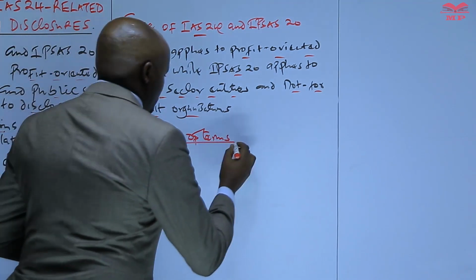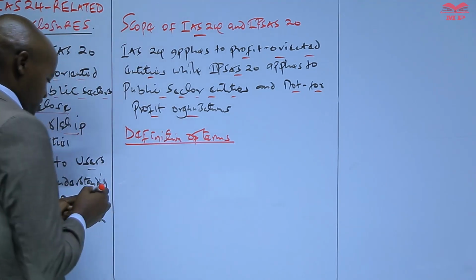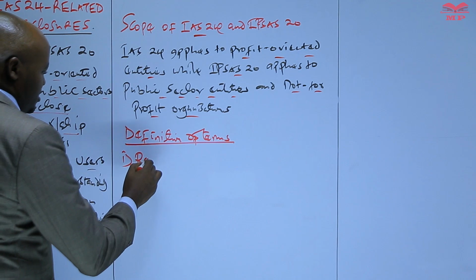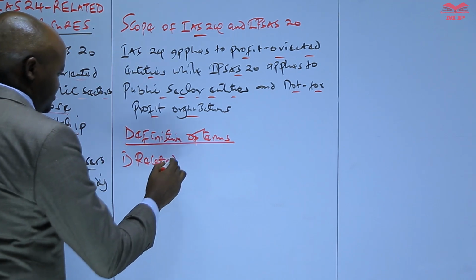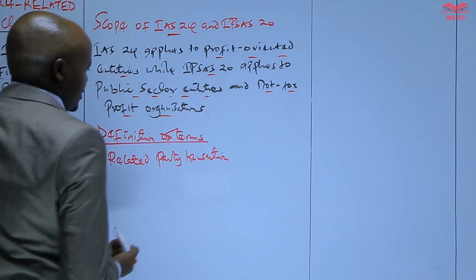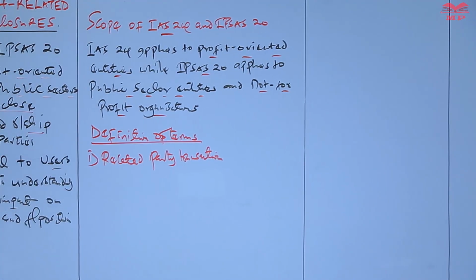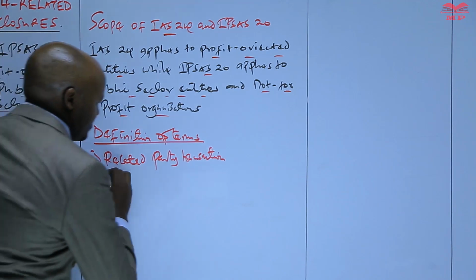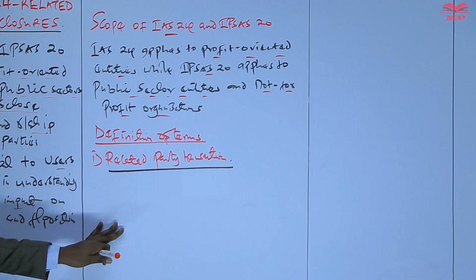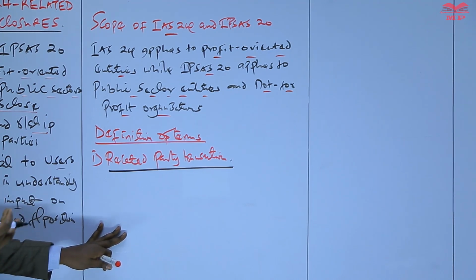So here we have two terms we need to define. The first term is a related party transaction. When we talk about a related party transaction, basically this is a transaction between an entity, which can be a public sector entity, a profit-oriented entity, or a not-for-profit organization, with a related party.